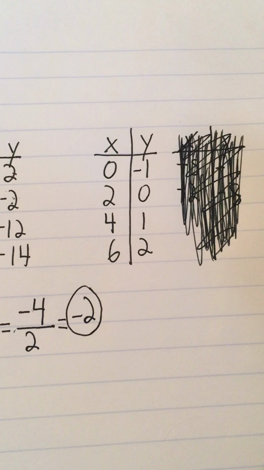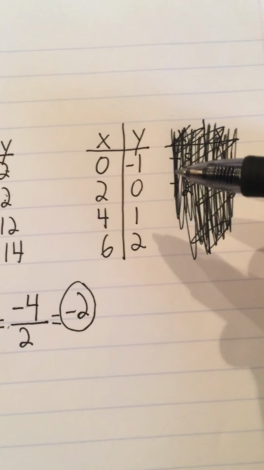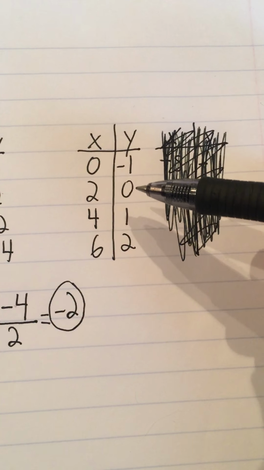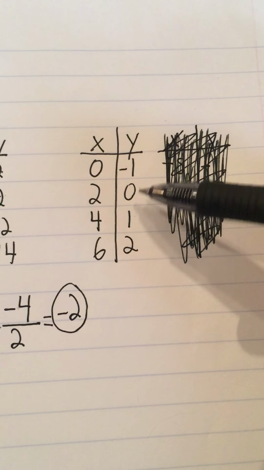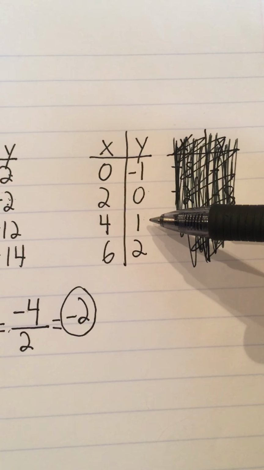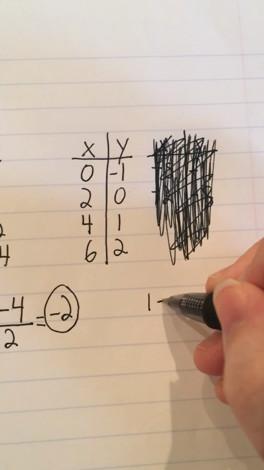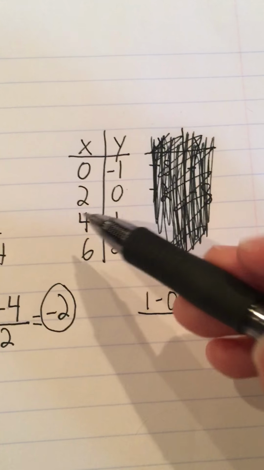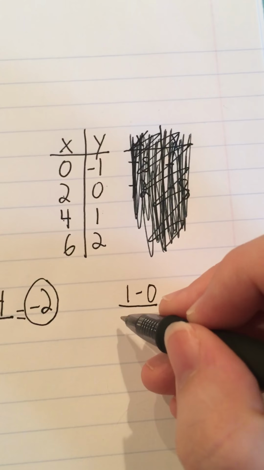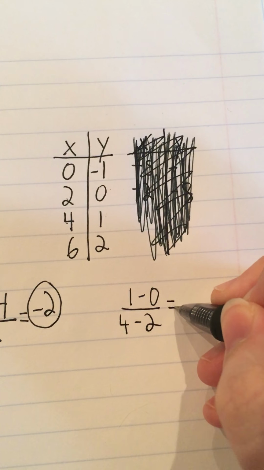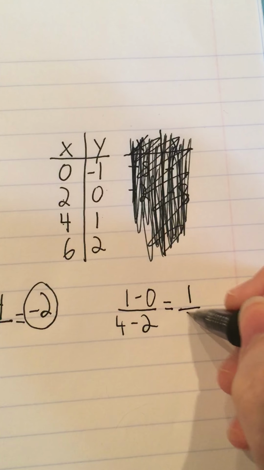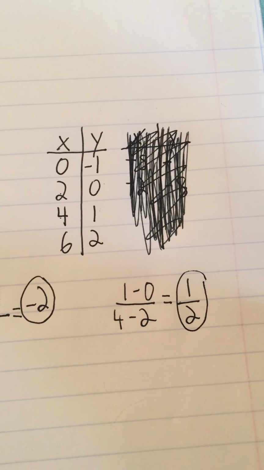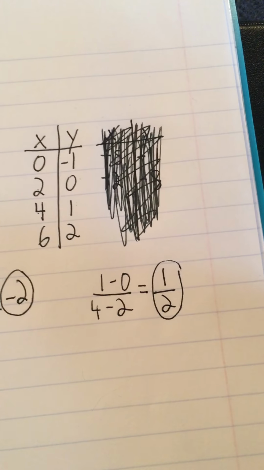So then for this last one, I'm going to pick these 2 numbers here, these 2 coordinates. So I'm going to start with our change in y. 1 minus 0, and then 4 minus 2. So I'm left with 1 over 2. So our slope is 1/2. So that's it for our table practice.